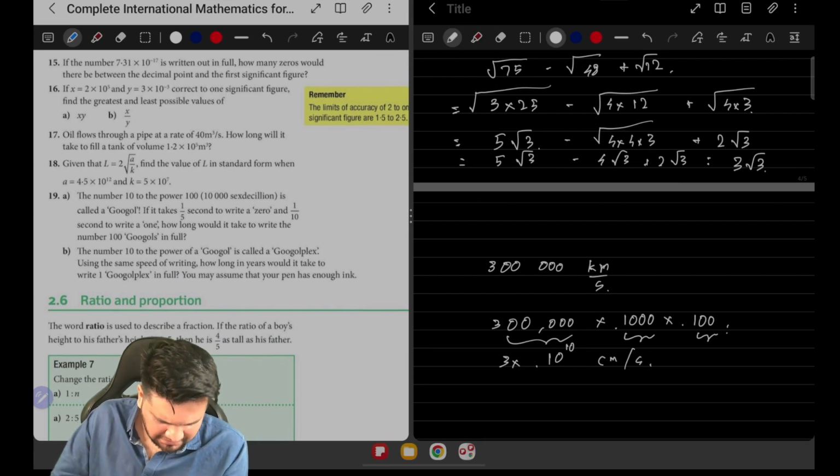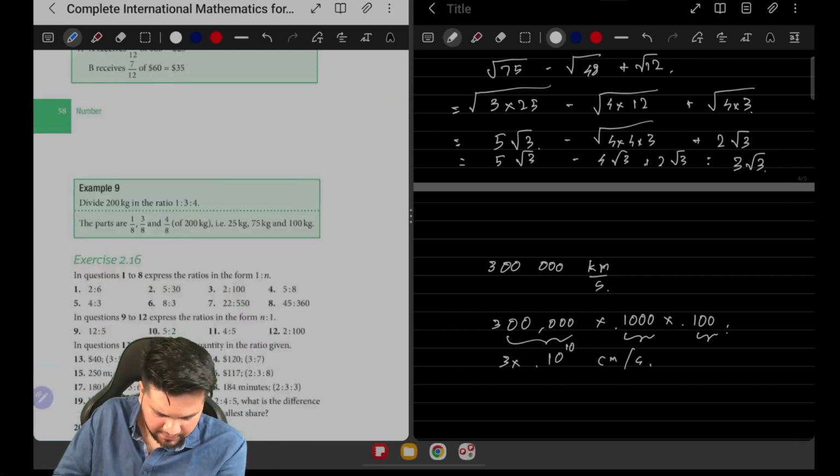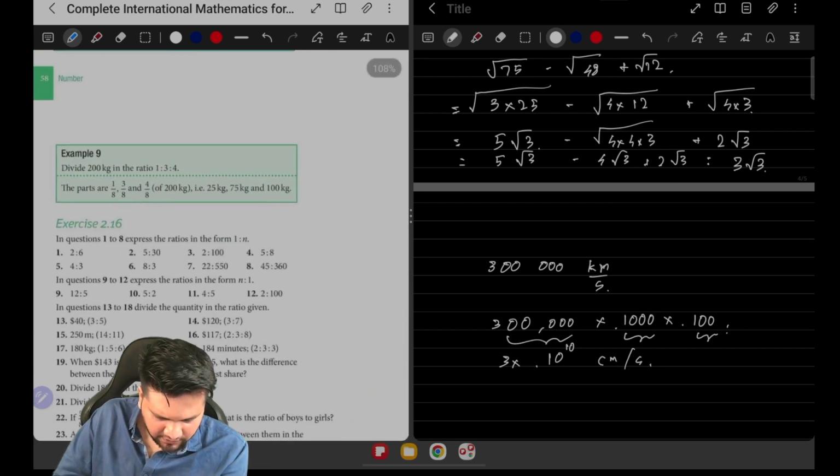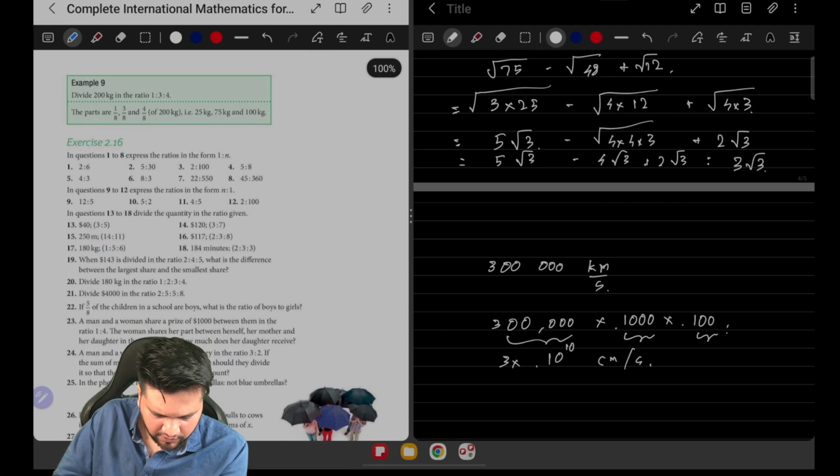These are just various questions. Maybe we can see through the past papers. Let's see. Standard form and all, we have already seen it. Anyways, then we have something called ratio, proportion, percentage, fraction, all of these things.